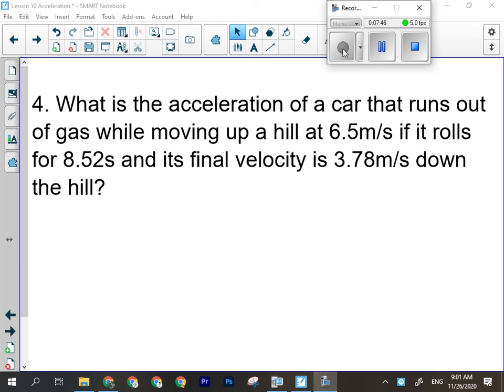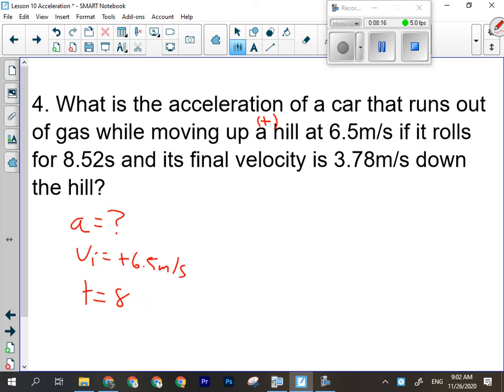All right, so for number 4, we're looking for the acceleration. So A is our question mark. A car runs out of gas while moving up a hill at 6.5 meters per second. So that's when it runs out of gas. Initial or final? Initial. So I'm going to say up the hill is positive, so positive 6.5 meters per second. It rolls for 8.52 seconds, so that's a time. And its final velocity is 3.78 meters per second down the hill. That's negative.